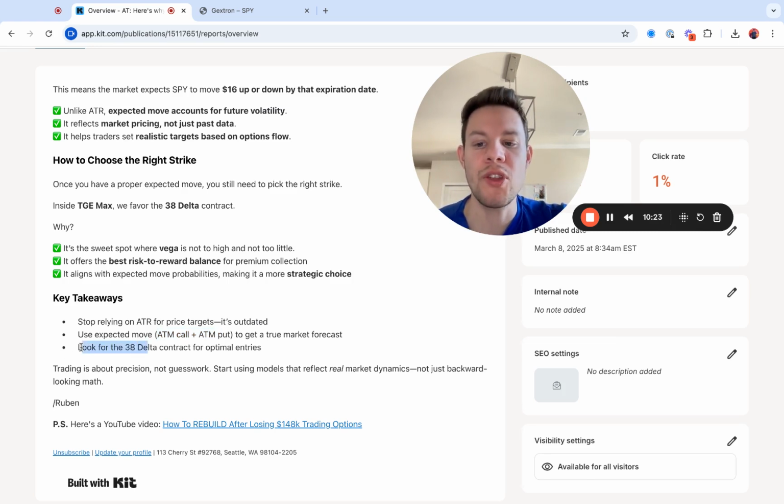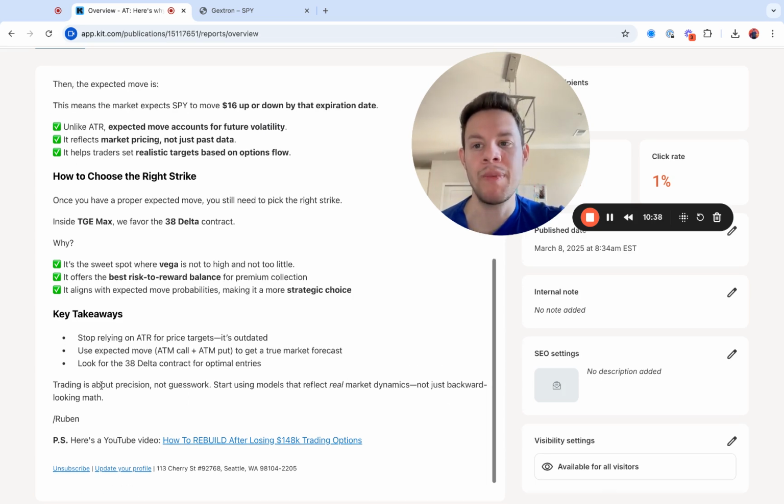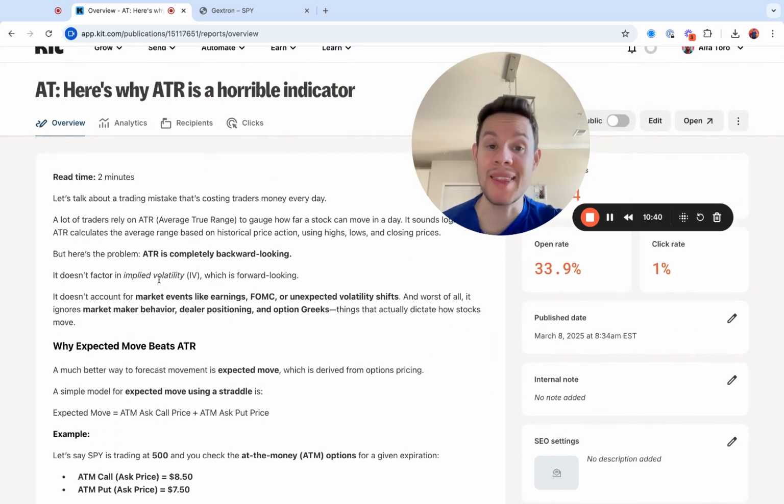Okay, and then look for the 38 delta contract for optimal entries or optimal strikes. Trading is about precision, not guesswork, which is what we focus on a lot of math. Start using models that reflect real market dynamics, not just backward looking math. And again, I have nothing against the ATR. I think it's from somebody who loves math. I think it's a nice math model based on just price action, but it's not good enough.